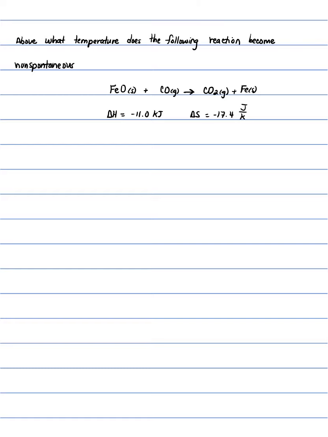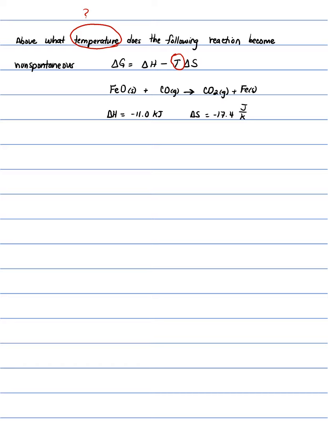Since we're trying to find temperature here, and this is my equation, so we're solving for T. You're given a value for delta H, you're given a value for delta S. Look at the signs for delta H and delta S. Both of them are negative, so you have the same sign for both.